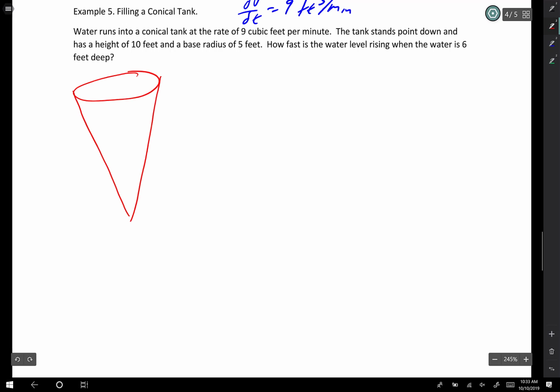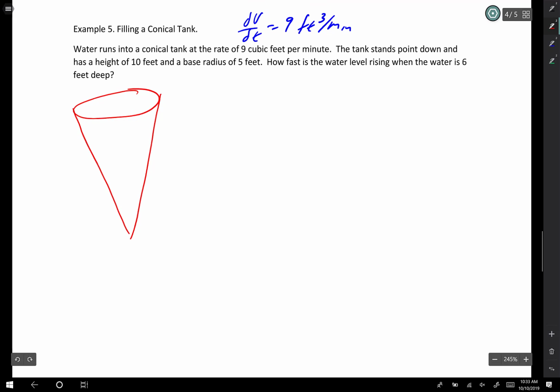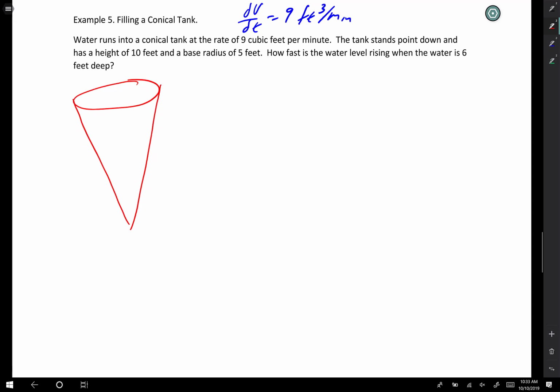I don't know, maybe you're a chemist and you have some type of fluid in here. It's being pumped in. Well, it's water, I guess, at the moment. So draw a picture. Here's my water. How fast is the water level rising when the water is 6 feet deep? The tank stands point down, has a height of 10 feet. I'm going to call this R. And I guess I'm going to call that H.